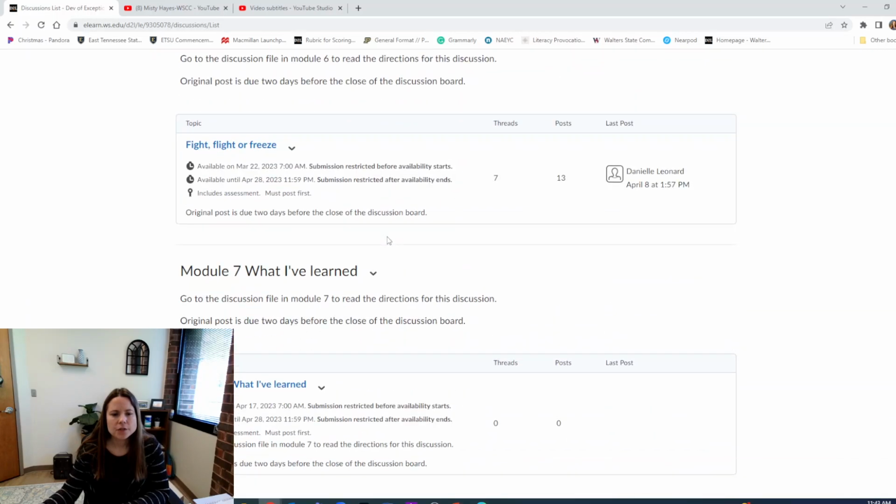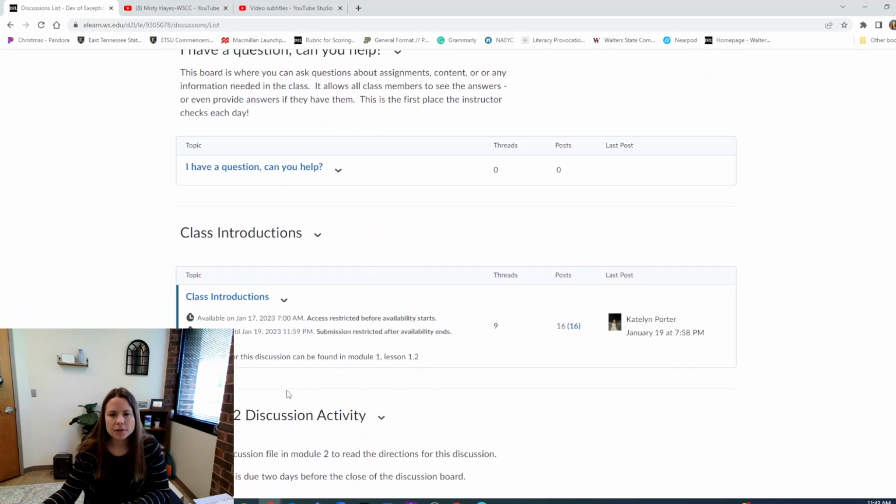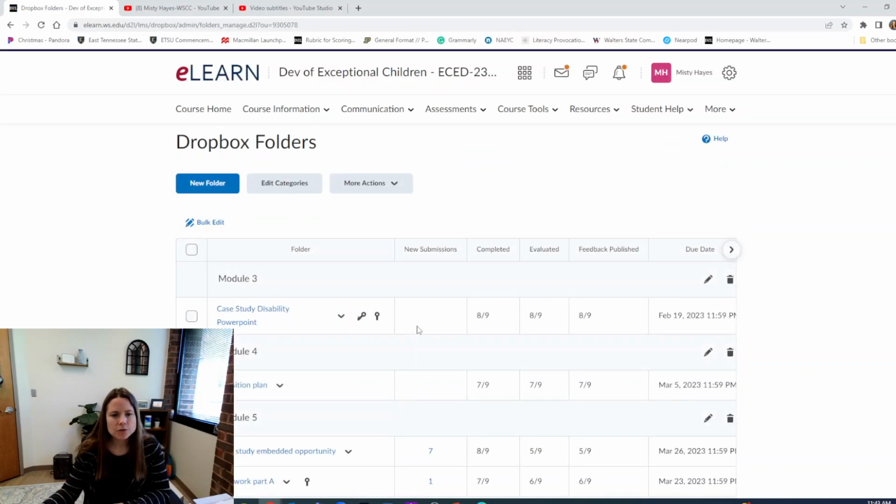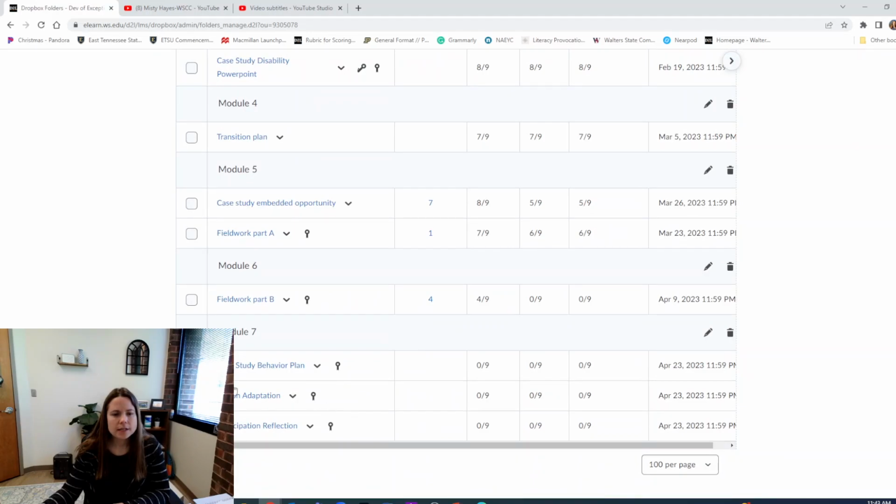Okay, so what you're going to do, this is what you've learned, right? So that's the first thing you're going to do, and put that in there. I would do that first. The Dropbox, if you'll scroll down, you're going to see the behavior, the lesson adaptation, and the participation reflection. The participation reflection is what we just talked about.